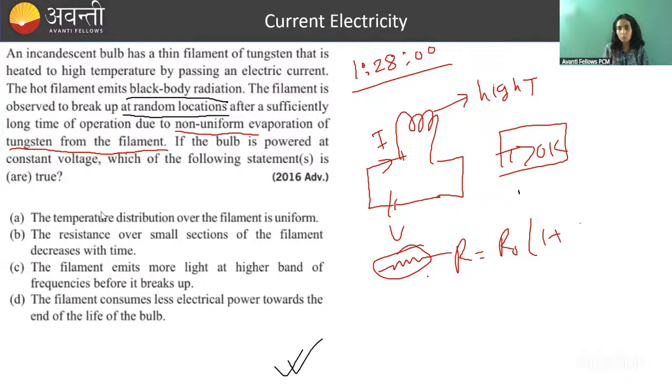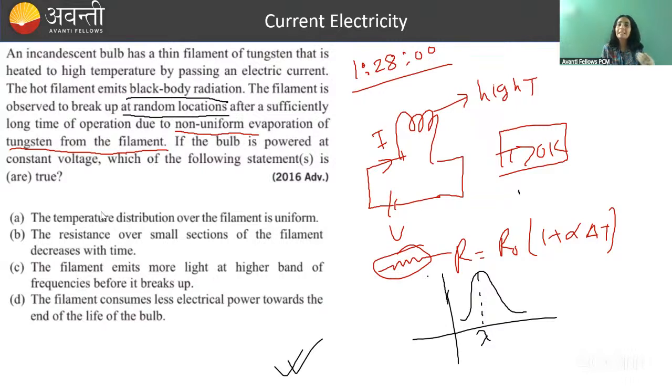ठीक है, सेकेंड वन, द रेजिस्टेंस ओवर स्मॉल सेक्शन ऑफ फिलामेंट डिक्रीजेस विद टाइम, नहीं, क्योंकि रेजिस्टेंस तो हमेशा टेम्परेचर के साथ इंक्रीज होता है, तो इफ टेम्परेचर इज इंक्रीजिंग रेजिस्टेंस विल इंक्रीज. Filament emits more light at higher band of frequencies before it breaks up. Yes, क्योंकि आप लोगों ने विंड्स डिस्प्लेसमेंट लॉ पढ़ा है, जो कि ये कहता है if temperature of body increases, then wavelength at which we get the maximum intensity of light will decrease. So जैसे जैसे गर्म करते जाते हैं, कलर येलो से ब्लूइश होता जाता है. ठीक है, सो higher band of frequencies, yes.